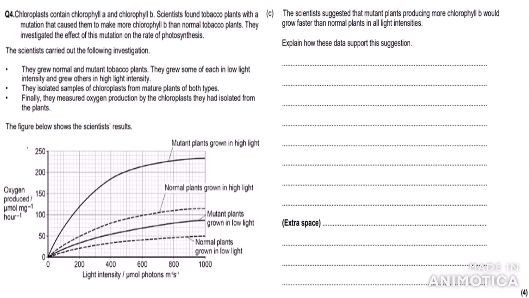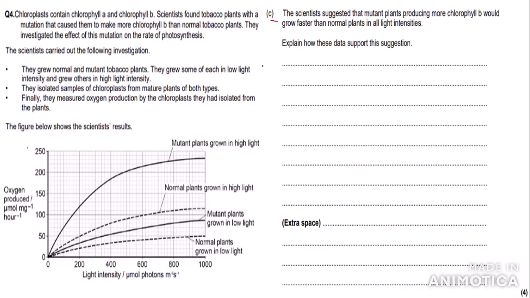So let's look at the last part of this particular question. Here we have a copy of the graph and the text. The question says, the scientists suggested that mutant plants producing more chlorophyll B would grow faster than normal plants in all light intensities. Explain how these data support this suggestion.